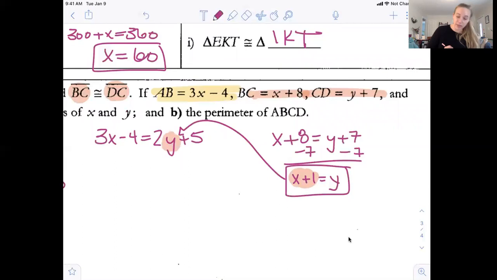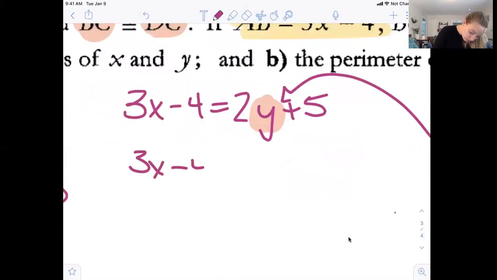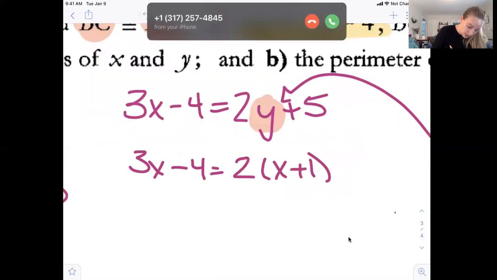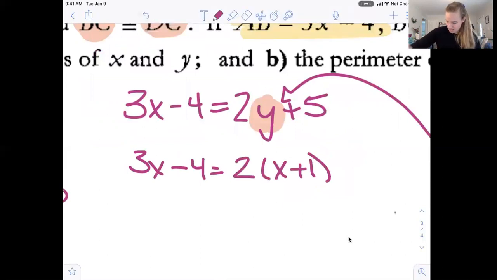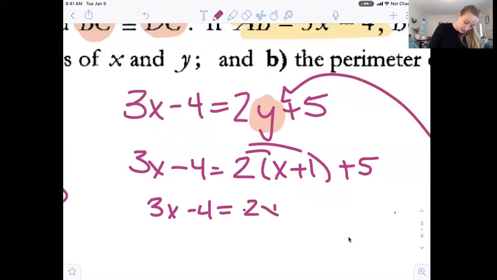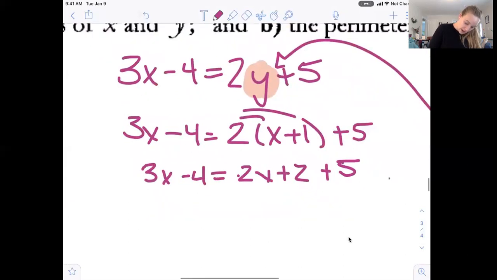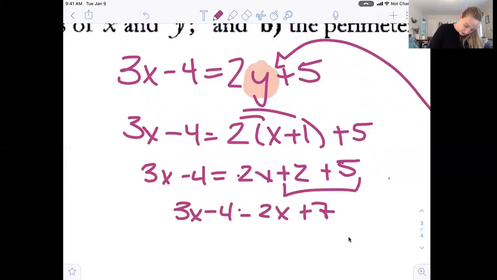I'm going to replace y with x plus 1. Again, I set up my equations, and then I solved for one of the variables in one of them, and now I'm substituting it in. So now I have one equation with just one variable. I can solve that. So 3x minus 4 equals 2 times x plus 1, plus 5. Distribute, combine like terms, all that fun stuff. So I'm going to do 3x minus 4 equals 2x plus 2 plus 5. I'm going to combine those guys. I get 3x minus 4 equals 2x plus 7.